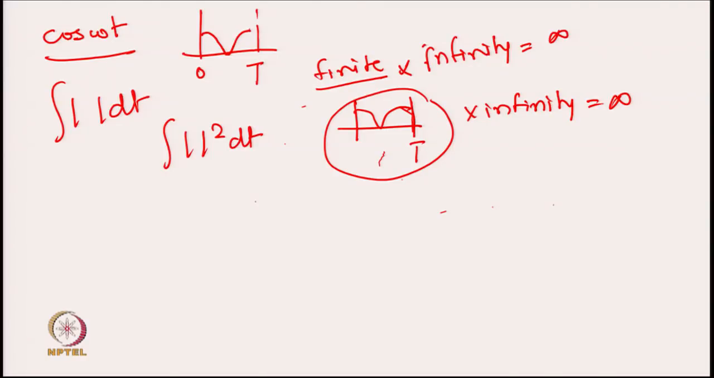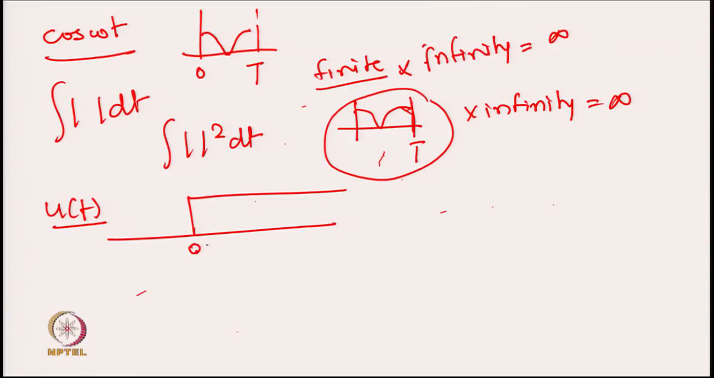What about the unit step? Unit step goes from 0 to infinity and takes a value 1, and because it exists for infinite duration with a value 1, this is also not going to be L1, nor L2. What about delta t?